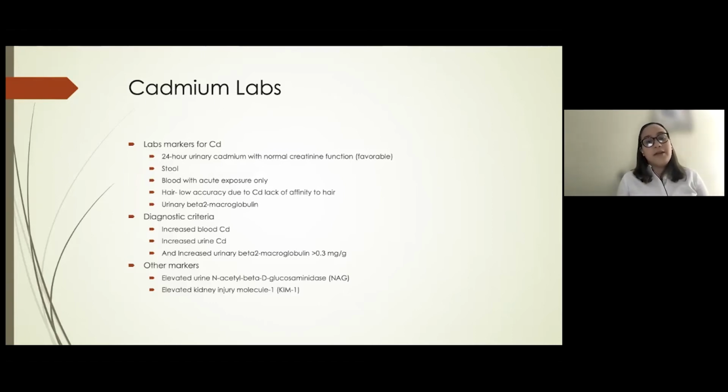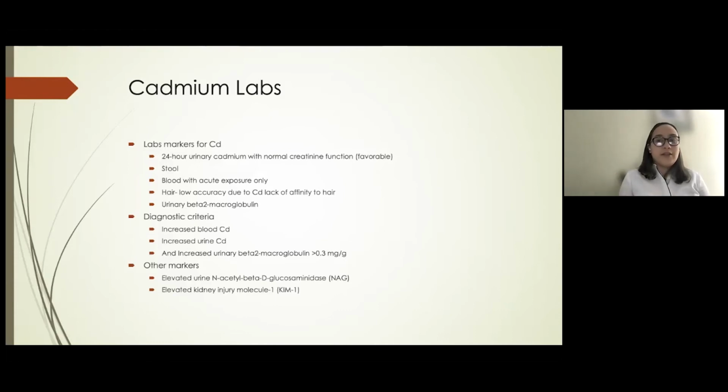And then there's urinary beta-2 microglobulin, which is not really done clinically, but sometimes when you come across literature, they might use this marker, or if there's a huge suspicion of true acute cadmium toxicity, this might be a marker that they run. So what are the diagnostic criteria? Increased blood cadmium, urine cadmium, and also increased urinary beta-2 microglobulin greater than 0.3 milligrams per gram.